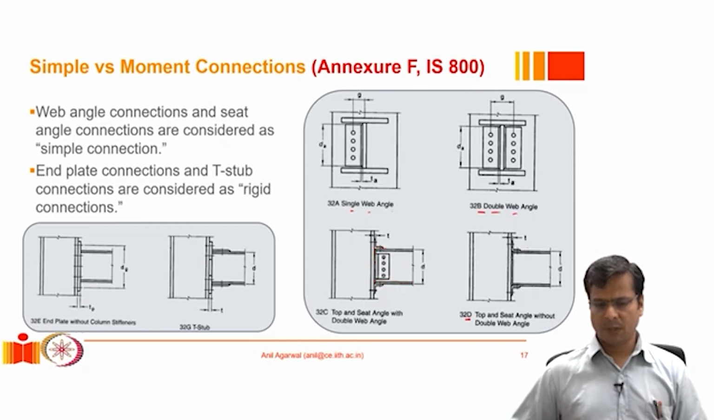This part is the beam, and there is an angle or a set of angles which are welded or bolted to the web of the beam and again connected to the column. They could transfer some part of the shear force. In addition to that, a seat angle has been provided below the bottom flange of the beam, and this seat angle does most of the heavy lifting.